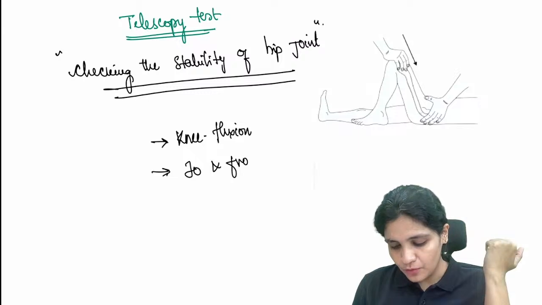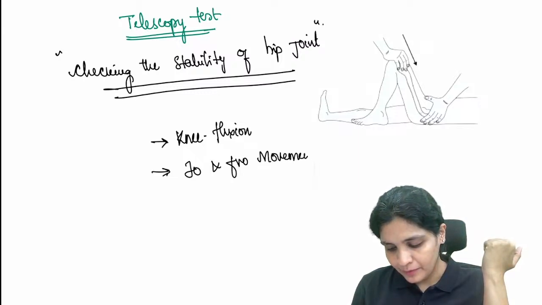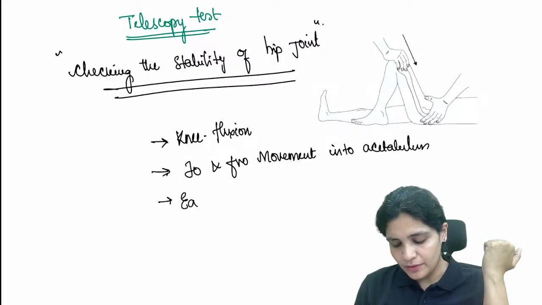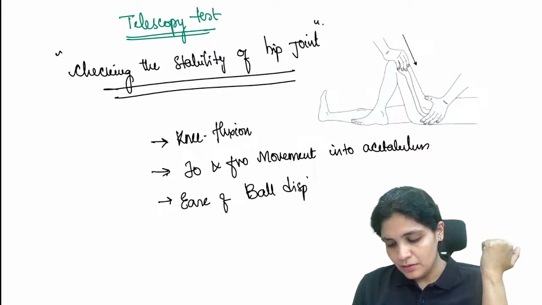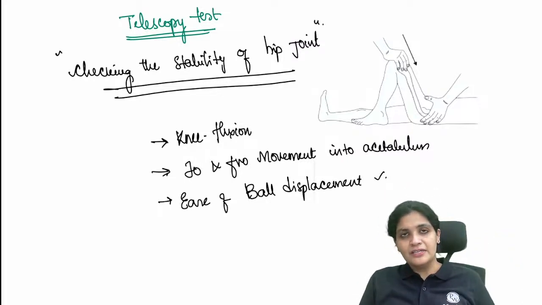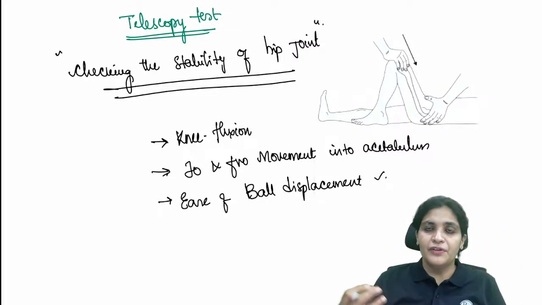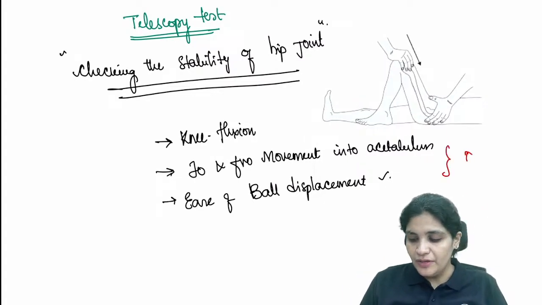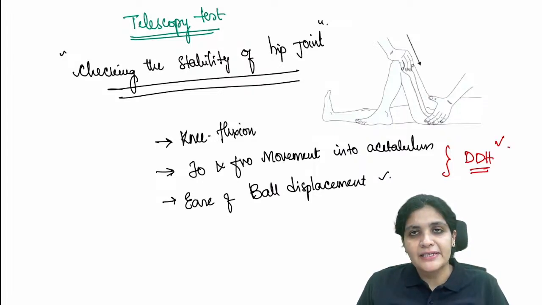So you do this to and fro movement into the acetabulum, and whenever you can feel that there is an ease of ball displacement, then that is called telescopy positive. So the head of the femur can be easily displaced. This is very important whenever you're dealing with cases of DDH, right? That is checking the stability of the hip joint. So that is the telescopy test.